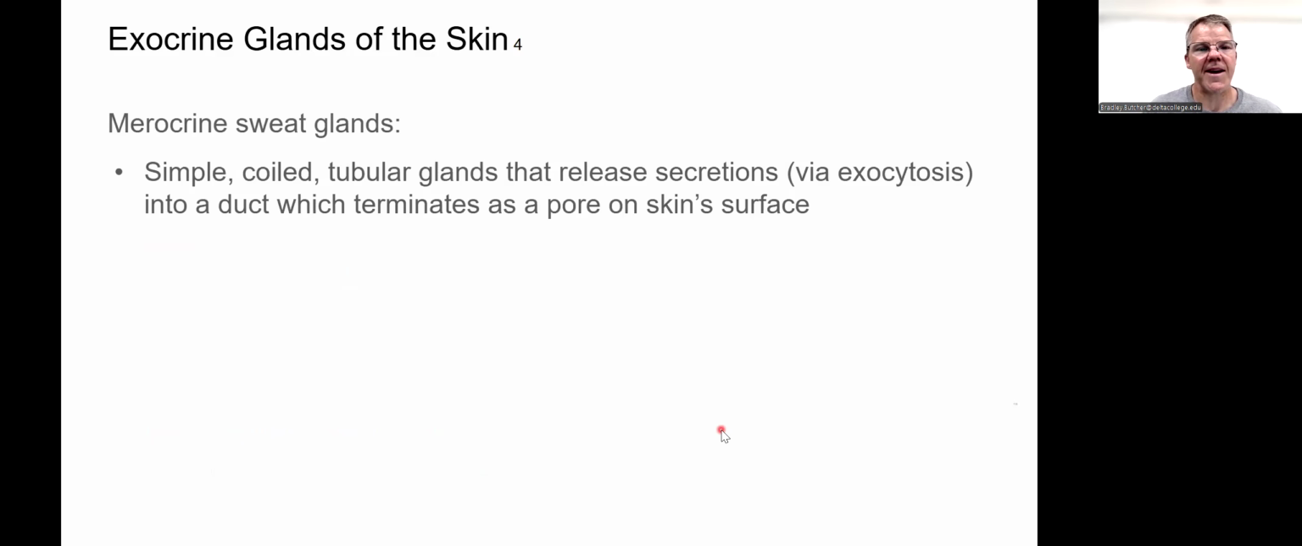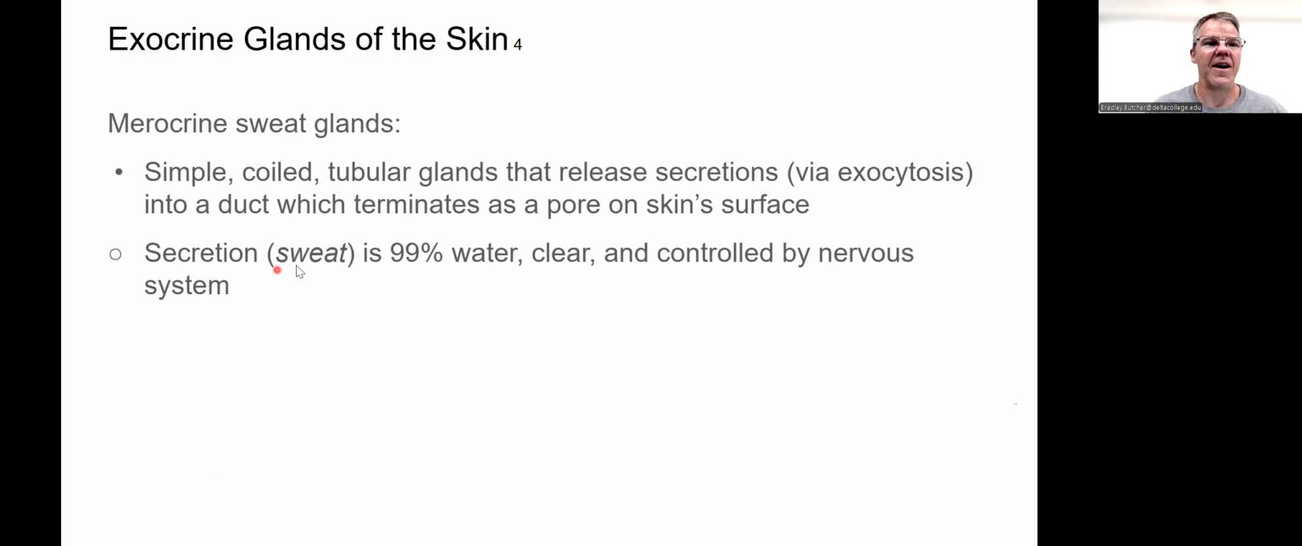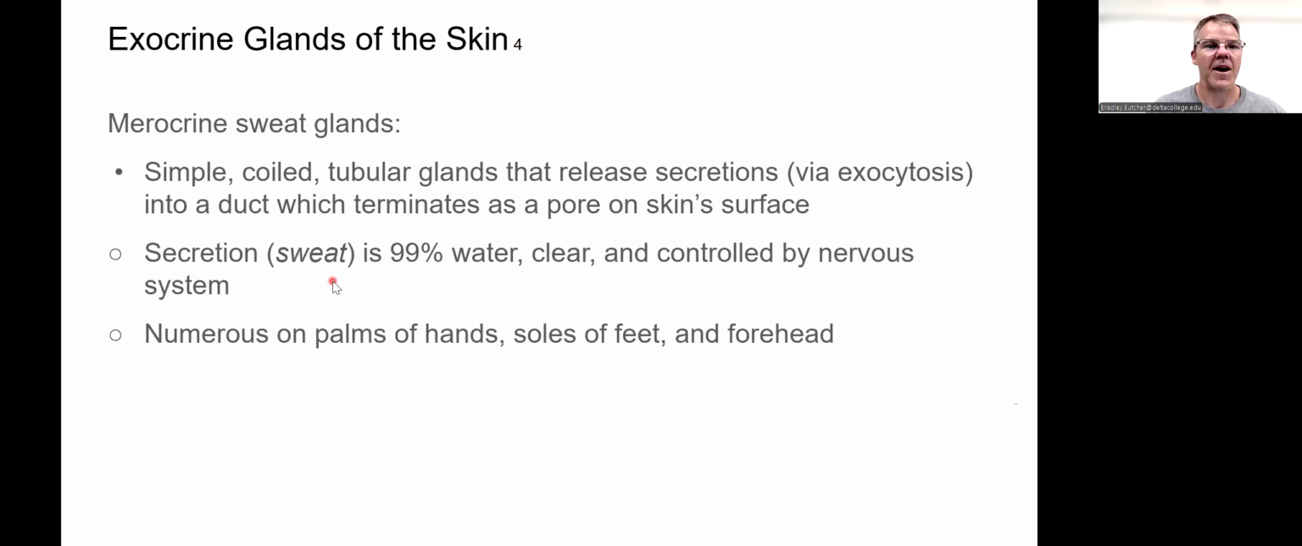Merocrine sweat glands, again, are simple coiled tubular glands that release secretions via exocytosis. That would happen from the cell, right? So those are being produced in a cell, and then they are exiting the cell, exocytosis. And so that goes to the duct, which terminates on the pore, on the skin surface. Secretion, sweat, is 99% water. It's clear, and it's controlled by the nervous system.